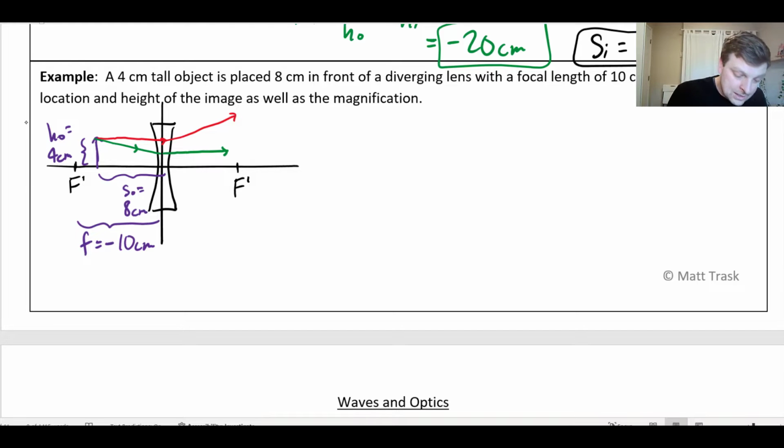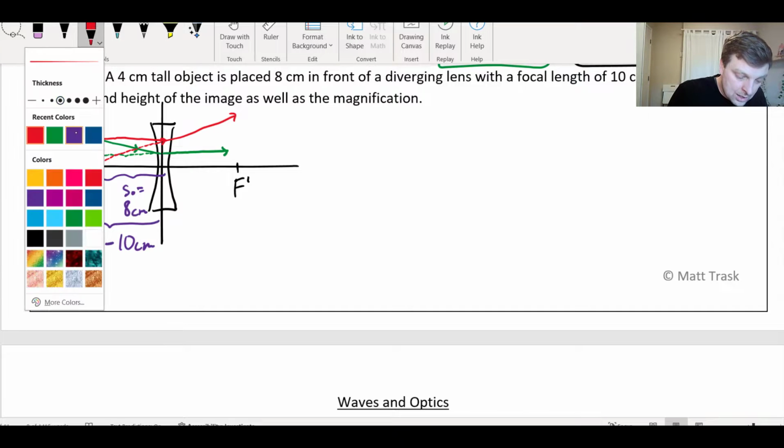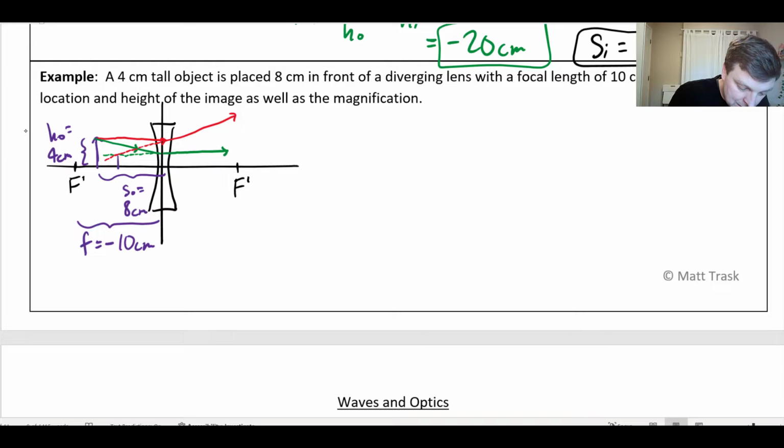Of course, I need to carry these rays back behind the lens to see where they actually converge, because they don't actually converge in real life, and so we get something like this. And you can see that my image is about here. It's in about that spot. It's small, it's upright, and so I can imagine a few properties about it from there.